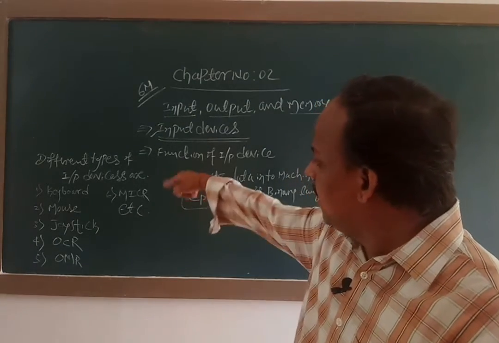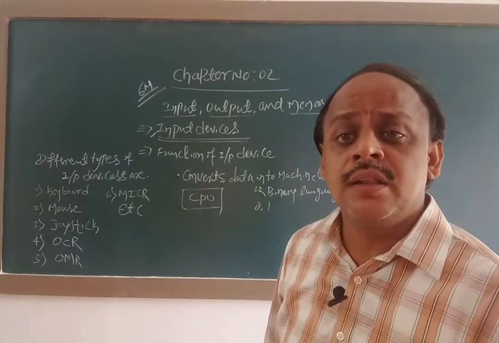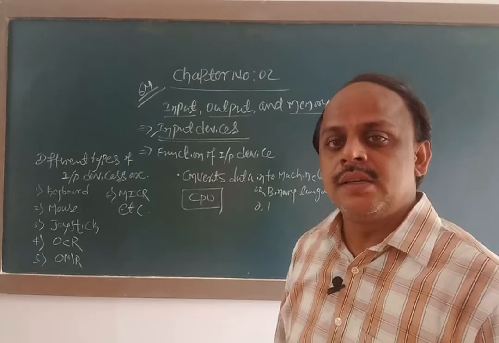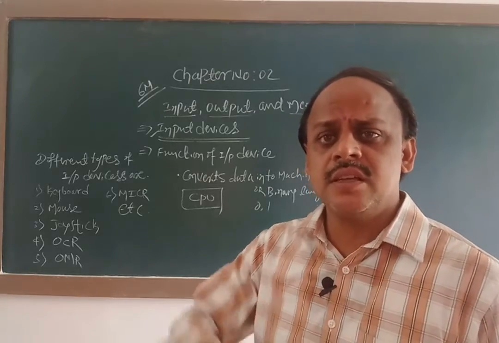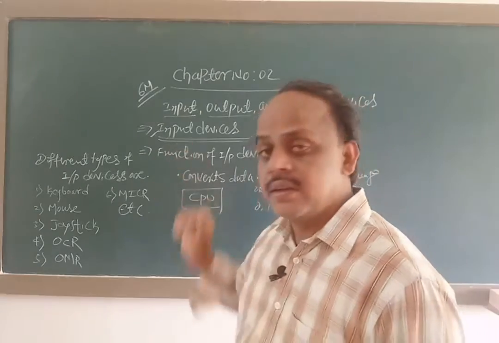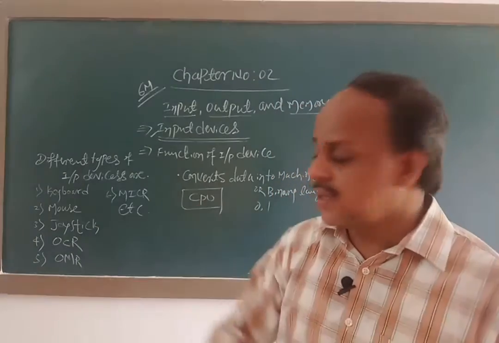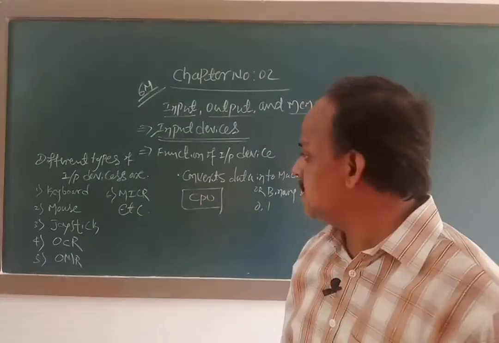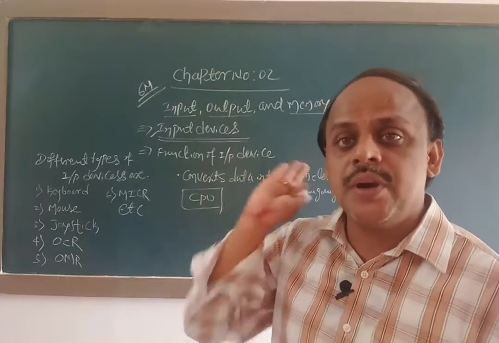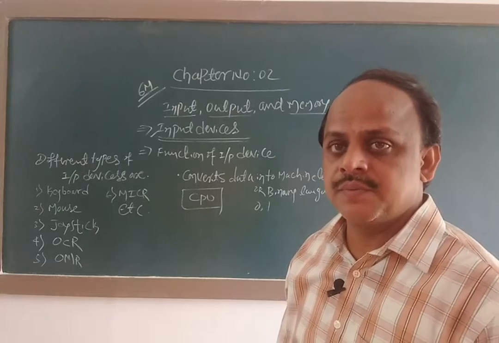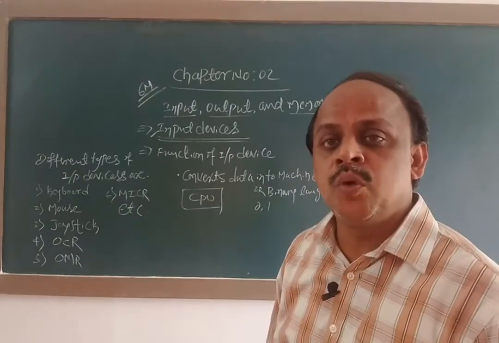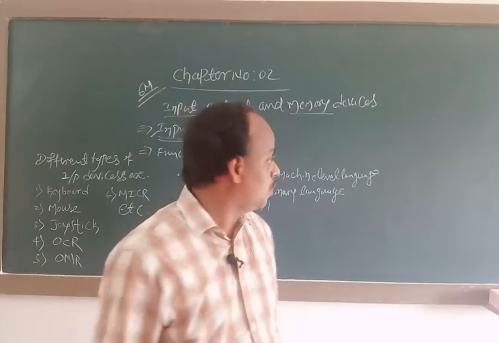Here keyboard and mouse are the most commonly used input devices. Suppose we are using a system, 100% these things are needed. Among these input devices, keyboard and mouse are the most commonly used. Now let us see one by one. So the first one is the keyboard.